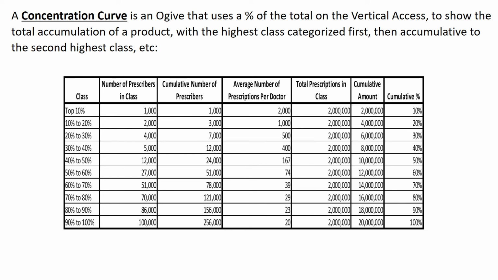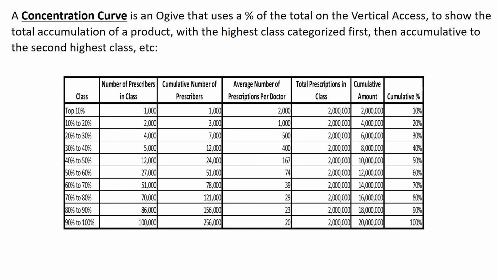At the top 10%, where there's 1,000 doctors, each does an average of 2,000 prescriptions, which is 2 million. By the time I get to the bottom 10%, from 90 to 100%, there'd be 100,000 doctors doing an average of 20 prescriptions a year. That's still 2 million. But you can see there's a lot more doctors doing less prescribing in that bottom part. Each one's doing a total of 2 million prescriptions. But how many are they doing individually? That's the total prescriptions in each class.